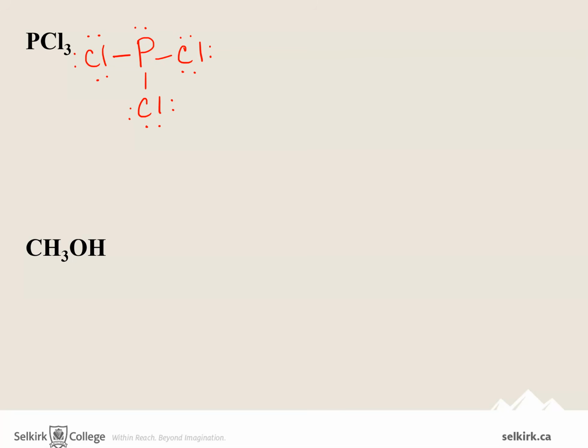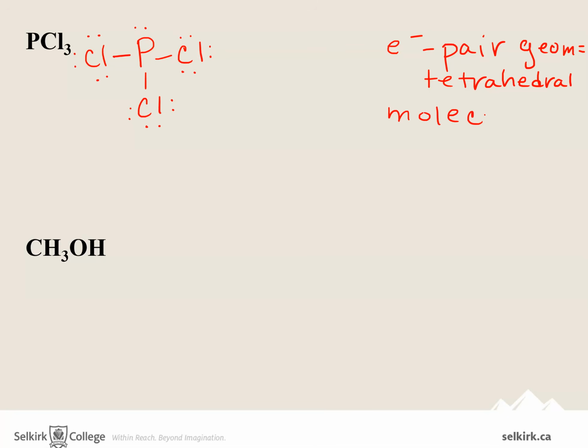How many electron pair domains around that central atom? Well, I've got to count the bonding pairs and the lone pairs. So I see 4. The geometry is based on a tetrahedron. The electron pair geometry is tetrahedral. But because one of the electron pairs is a lone pair, not a bonding pair, the molecular geometry will be different.